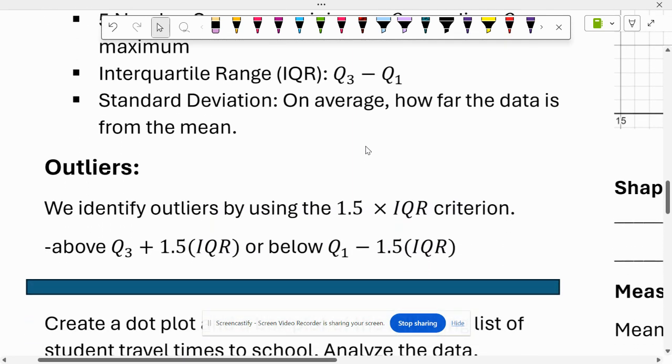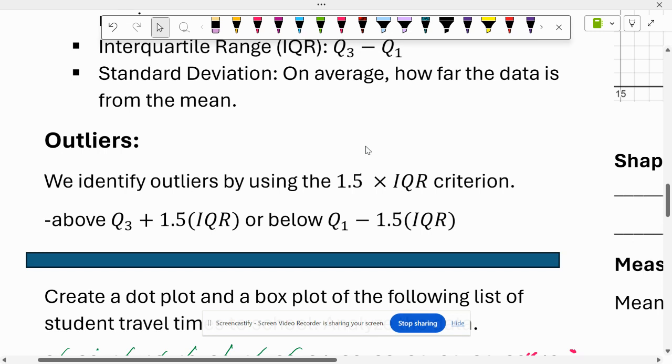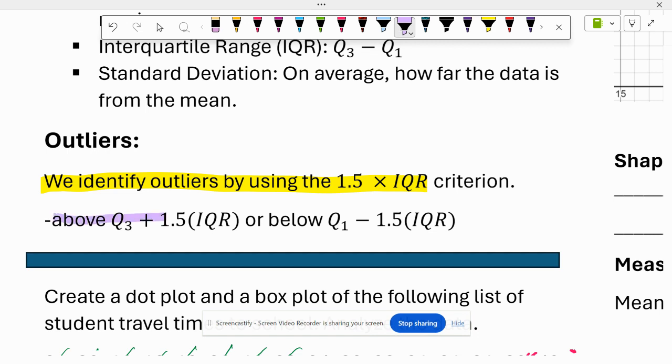And then the last thing that we're going to talk about as a descriptor analyzing data is an outlier. And we use this rule to identify outliers. So the rule is, if you have an outlier, it's got to be above whatever Q3 is plus 1.5 times your IQR. Those are outliers on the top side. Outliers on the bottom side are outliers that are below your Q1 minus 1.5 times your IQR.